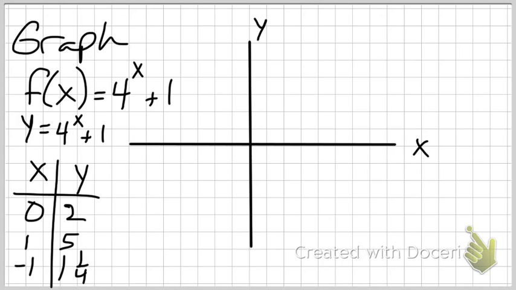Let's plot these points. So we've got 0 meets 2, 1 meets 5, and -1 meets 1 and a little. When we connect those dots, we see the typical shape of an exponential function.